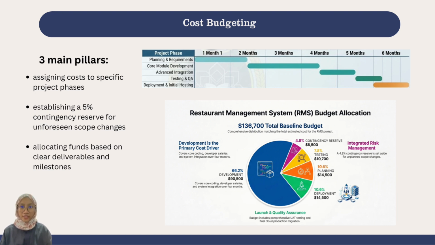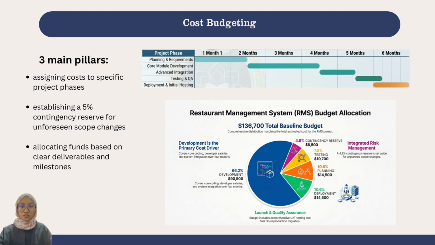My part of the presentation focuses on cost budgeting and how we have strategically distributed our resources across the project timeline to ensure consistent funding and successful delivery. Our approach involves 3 main pillars: assigning cost to specific project phases, establishing a 5% contingency reserve for unforeseen scope changes, and allocating funds based on clear deliverables and milestones.